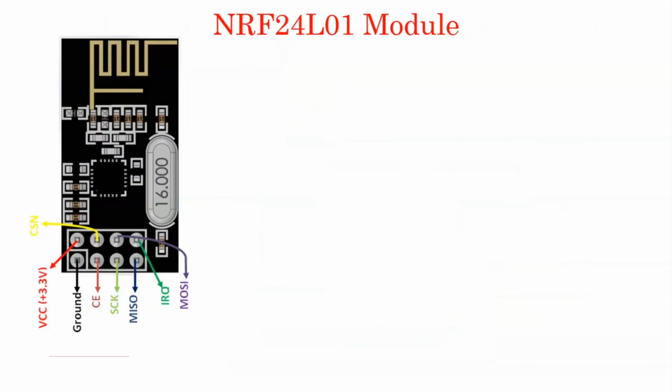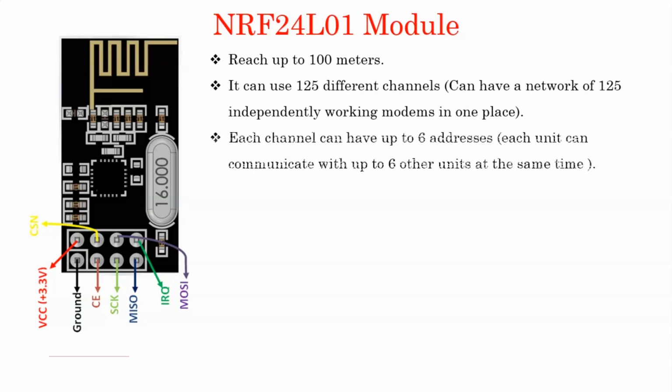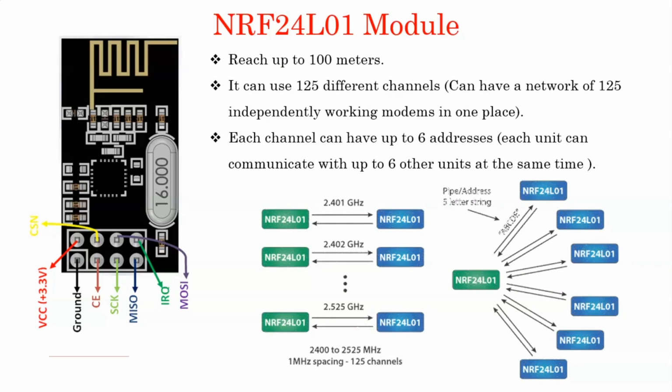This is the pinout diagram of the NRF module. The NRF has a range of 100 meters and we can have 125 independent modules working in one place. A single NRF module can communicate with 6 other NRF modules at the same time. I have given a link in the description in which you can find the library required for the NRF module and how to use them.